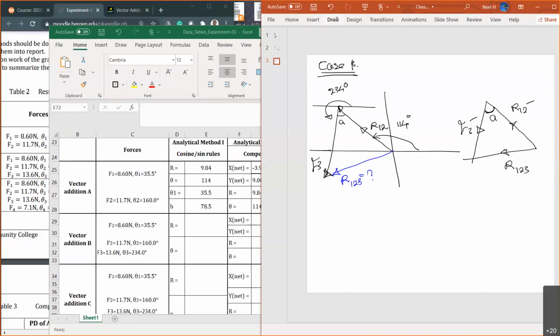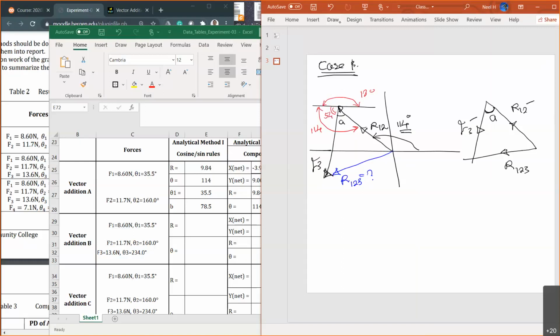This total angle is 114. So which means if I go here, this total angle should be 114. Same exact thing we did earlier. This is 234. This part only right here, 180. So which means this is a small piece. This small part right here is 234 minus 180. That means 54.